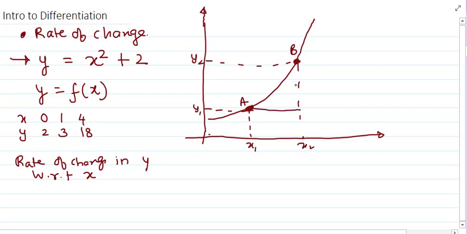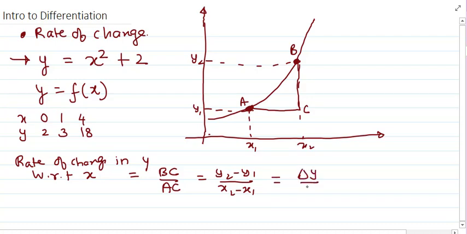And if I complete a triangle like this and call this point C, I can very clearly see that the change in y, that is y2 minus y1, is equal to bc, and the change in x is x2 minus x1, which is ac. So the rate of change in y with respect to x will be equal to bc over ac, that is y2 minus y1 over x2 minus x1. So this gives me the change in y for unit change in x, that is the rate of change in y with respect to x. And in the language of math, this is denoted by delta y by delta x. The symbol delta represents change. So change in y divided by change in x.